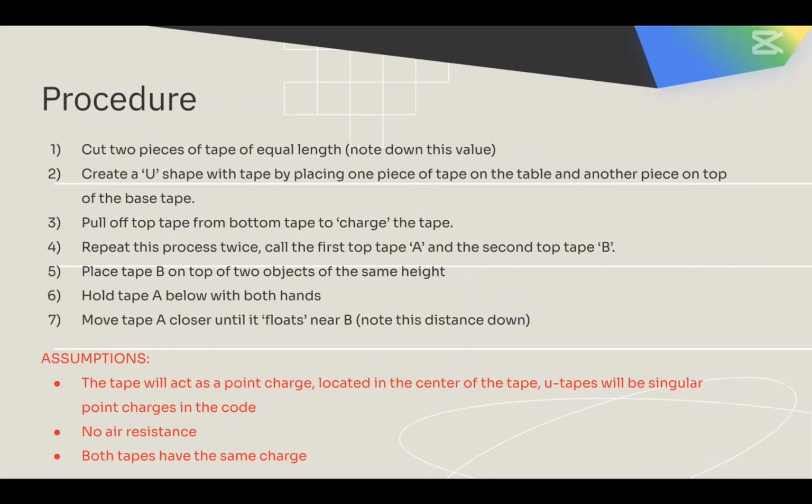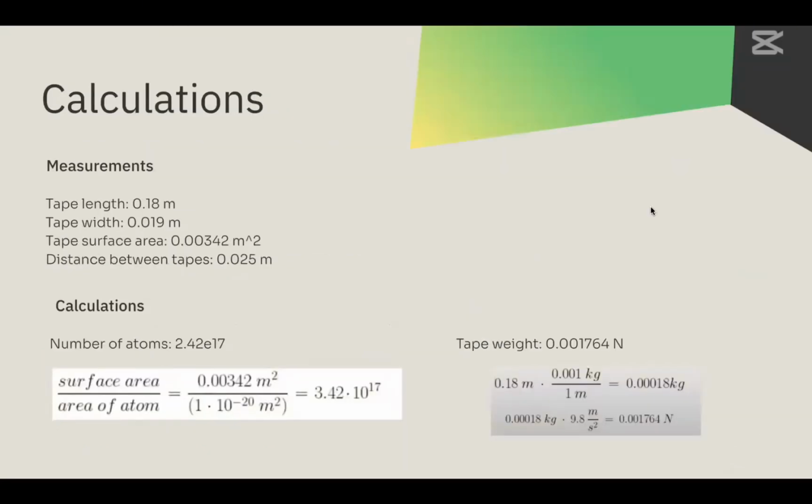Then we place B on top of two objects of the same height and hold tape A below, as parallel as we can, with both hands. We move tape A closer to B until it almost floats near B, and we measure this distance. So, some calculations. First, we need some measurements.